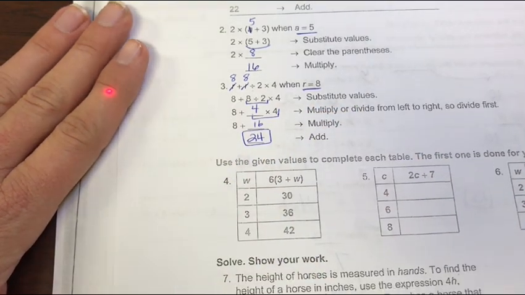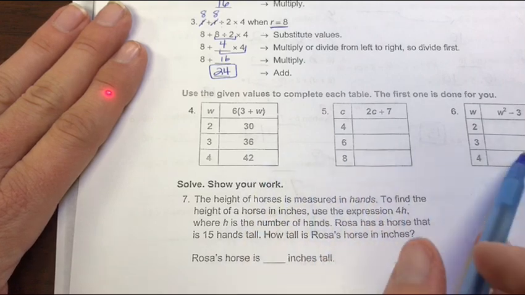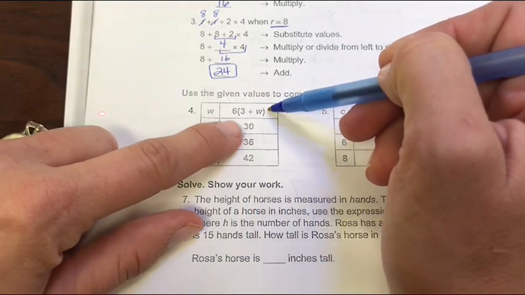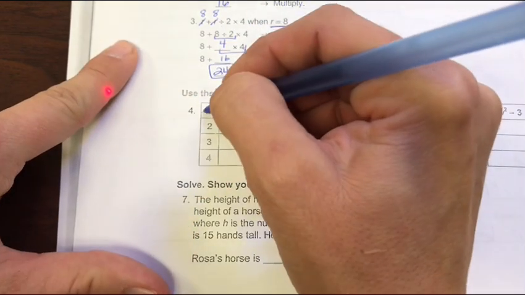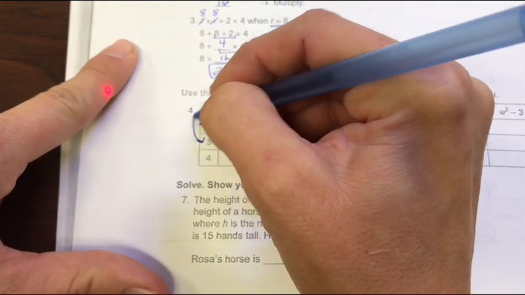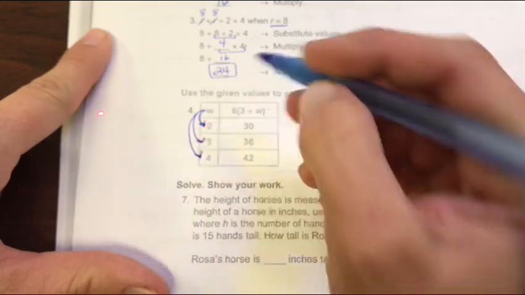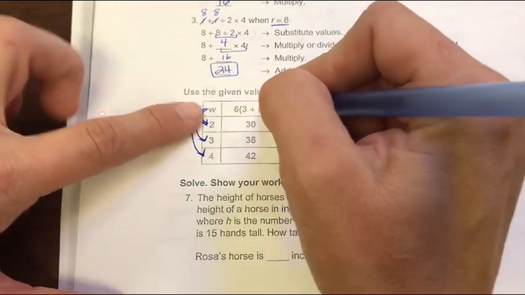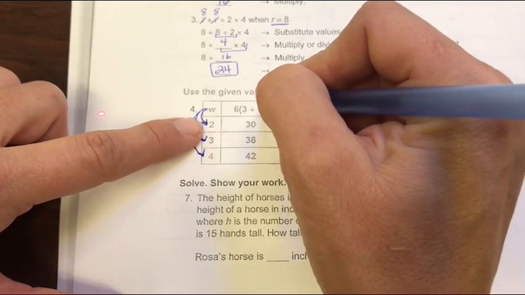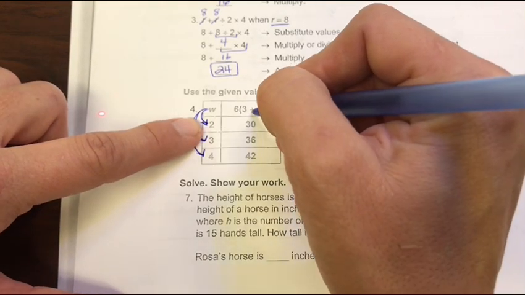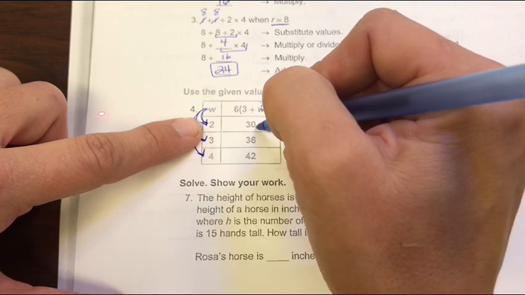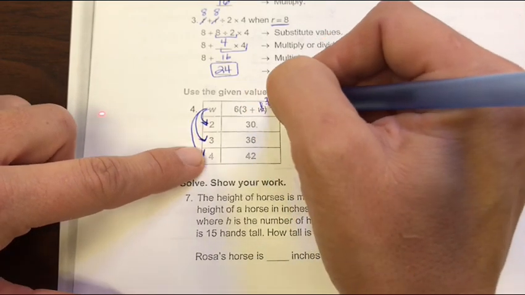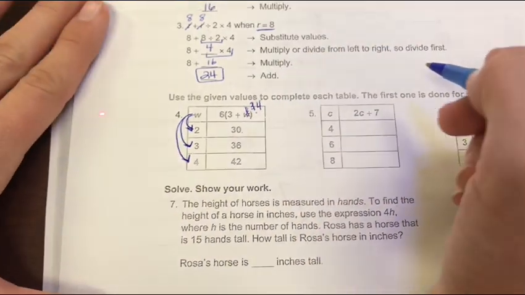And that's my answer. So on number 4, 5, and 6, these are tables, and what they do is they give you one expression that you're going to use 1, 2, 3 times, because they're giving you 3 different values of w. So when w is 2, 3 plus 2 is 5, 5 times 6 is 30. Then I'm going to change it to 3 and work it out. Then I'm going to change it to 4 and work it out.